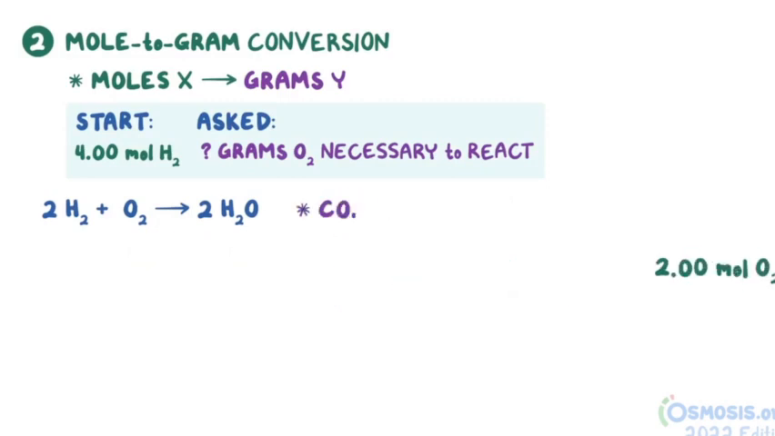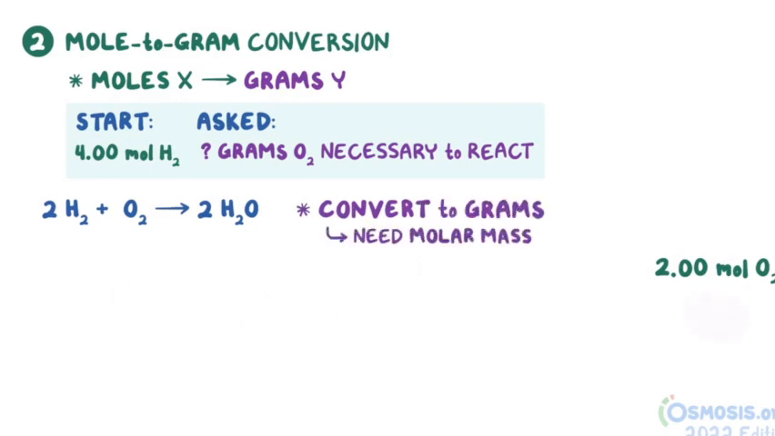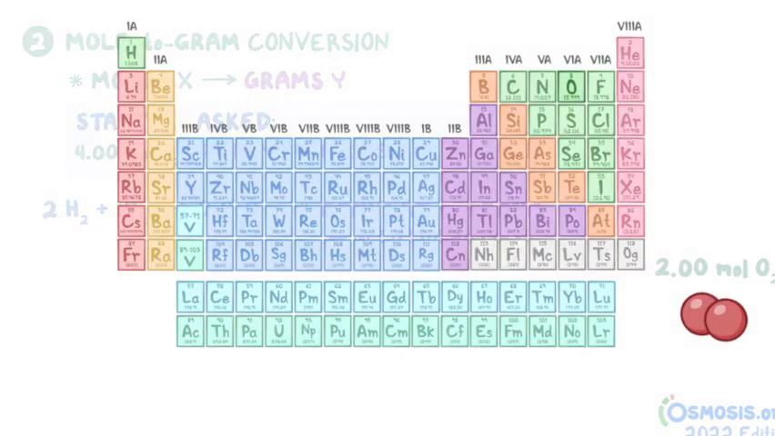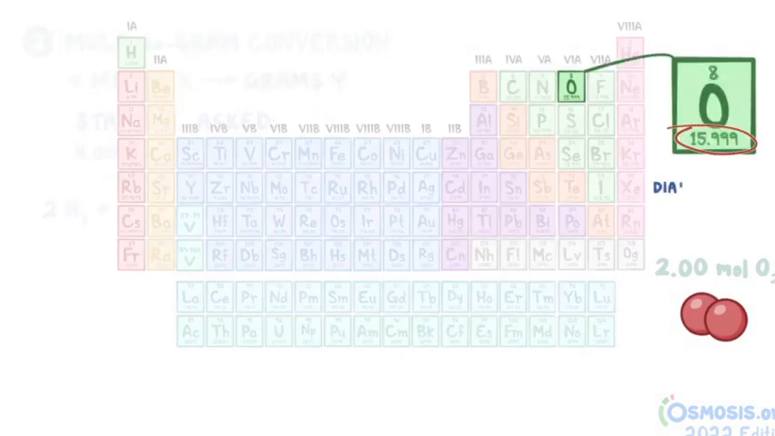We now need to convert this number to grams. For this, we need the molar mass of oxygen. Because a diatomic oxygen molecule consists of two covalently bonded oxygen atoms, we find the molar mass of an oxygen atom on our periodic table, and then multiply it by 2.